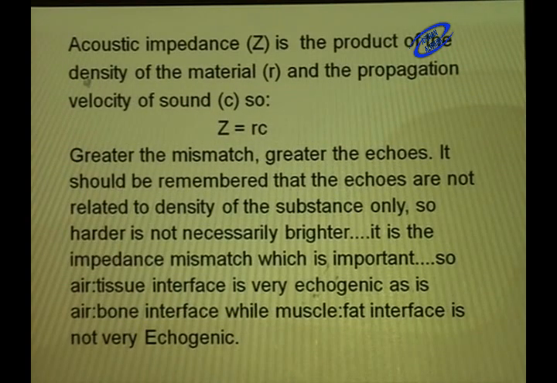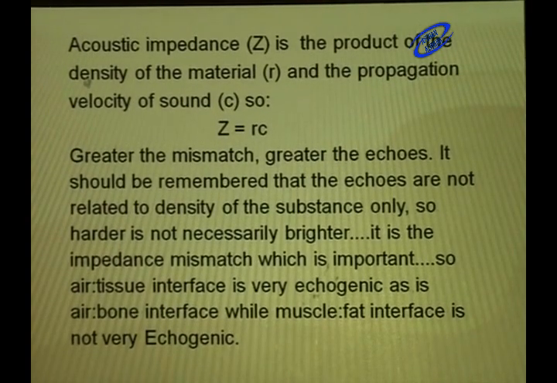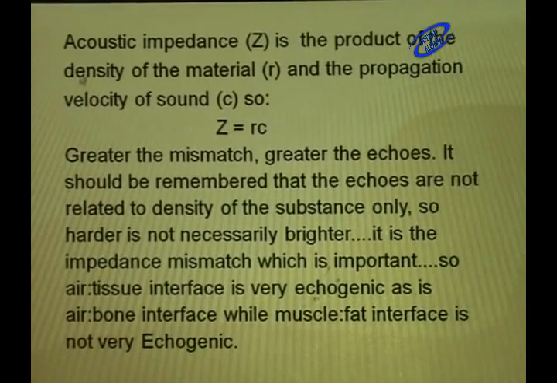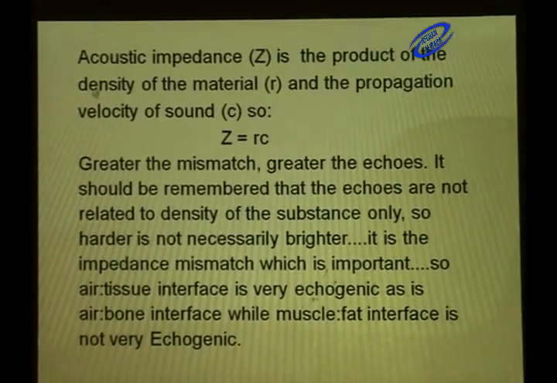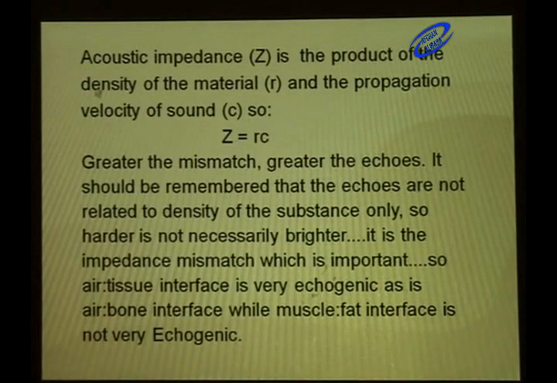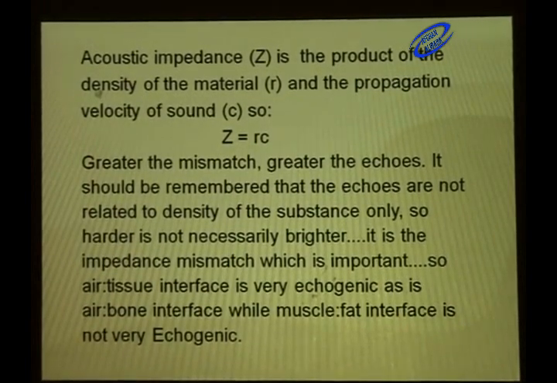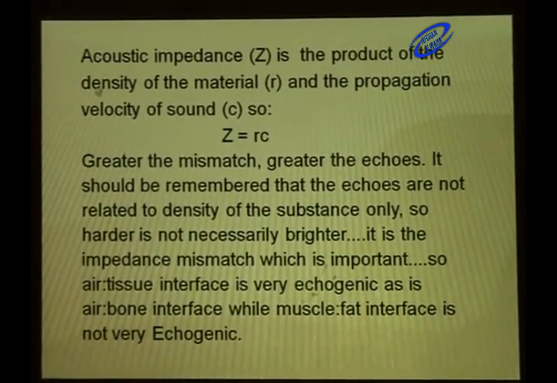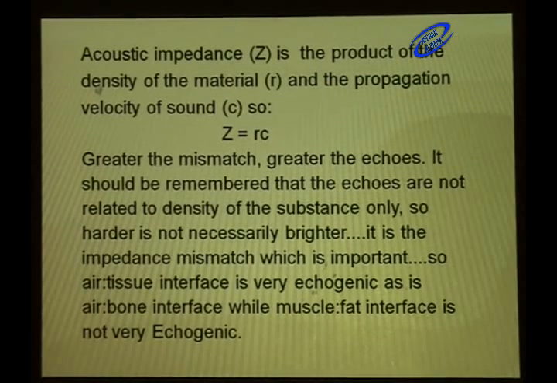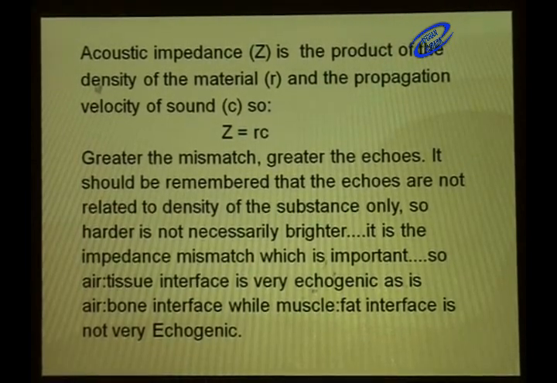the sound waves. This acoustic impedance, which is denoted by Z, is the product of the density of the material, R, and the propagation velocity of the sound, C. So Z is equal to R into C, which shows that greater the mismatch, greater will be the production of the echoes.